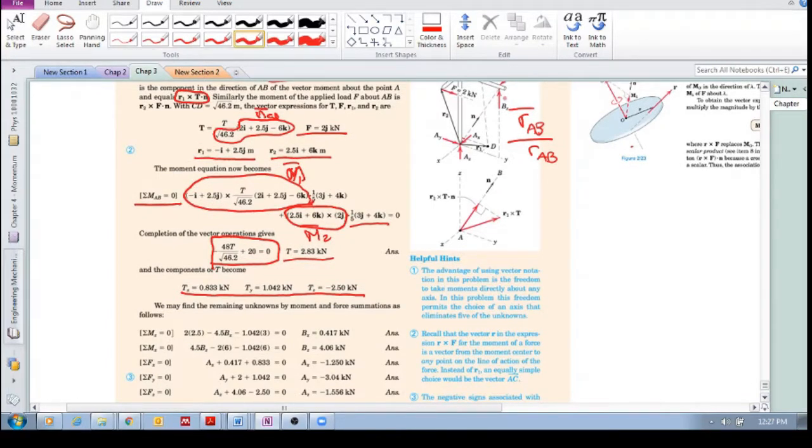And then, once we've got T, we can go ahead and calculate the rest of the unknowns, using the sum of moments about the z-axis, about the x-axis, and then the three equations of equilibrium for the forces. Okay, I'm not going to go into that. I think I've done the heavy lifting here. You can just go through this and make sure that you get it. Okay? All right.